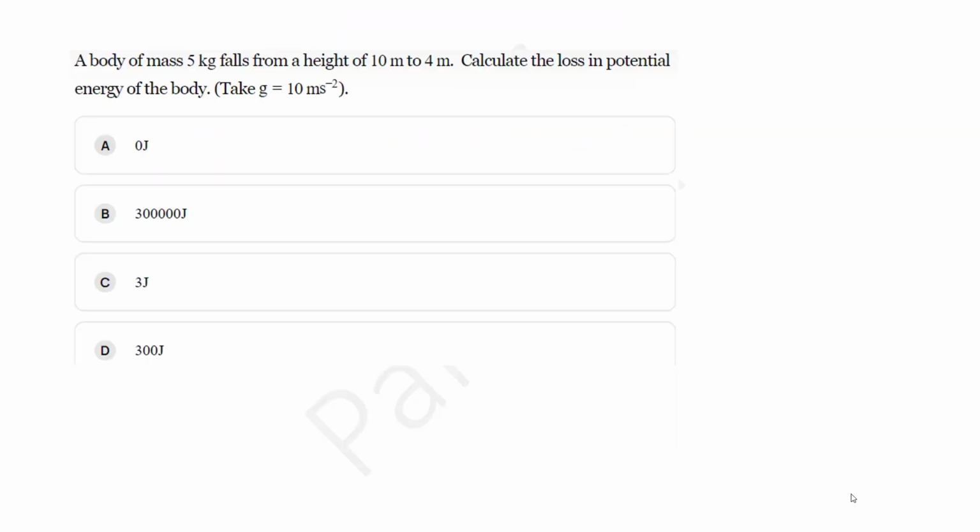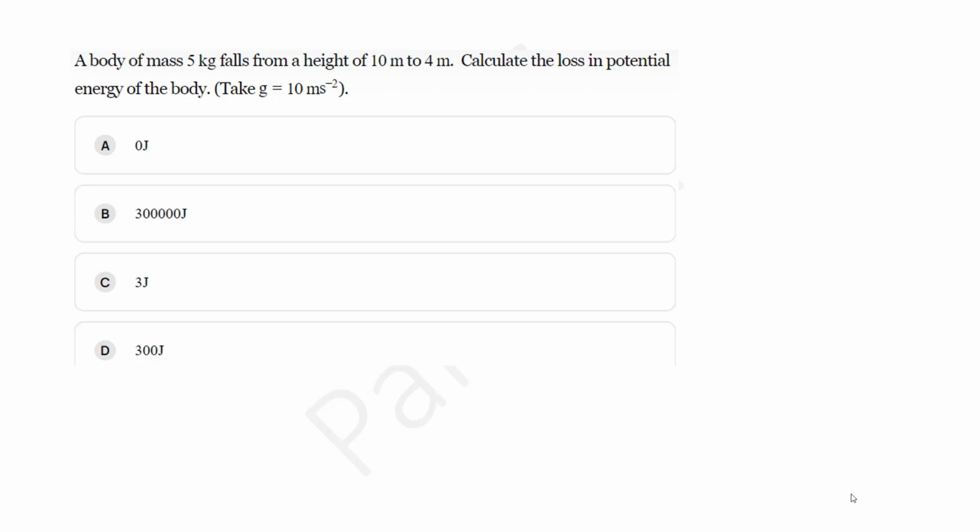One more example. A body of mass 5 kg falls from a height of 10 meter to 4 meter. Calculate the loss in potential energy of the body. There are more likely chances that they may ask this type of question as a 1 mark question this year. Okay. So they are telling that one body is there, it is of 5 kg. It is falling from a height of 10 meter to the height of 4 meter. It is not coming to the ground. It has fallen somewhere near 4 meter. Now you have to calculate the loss in potential energy.